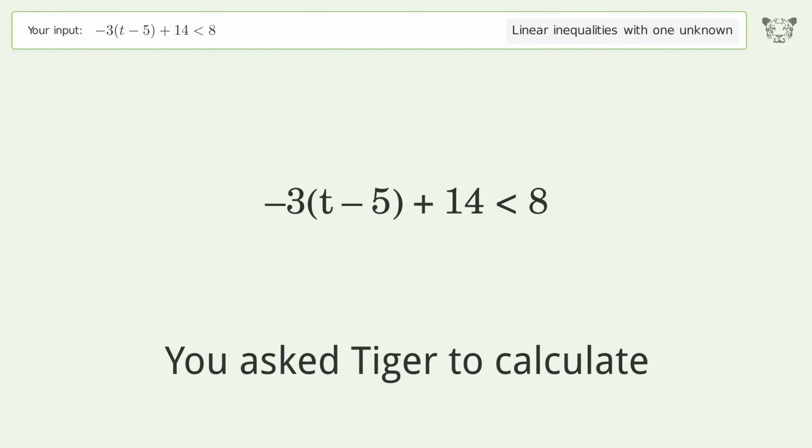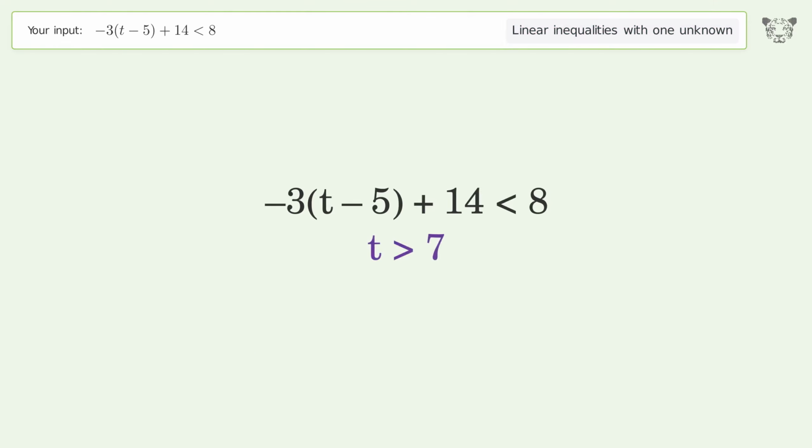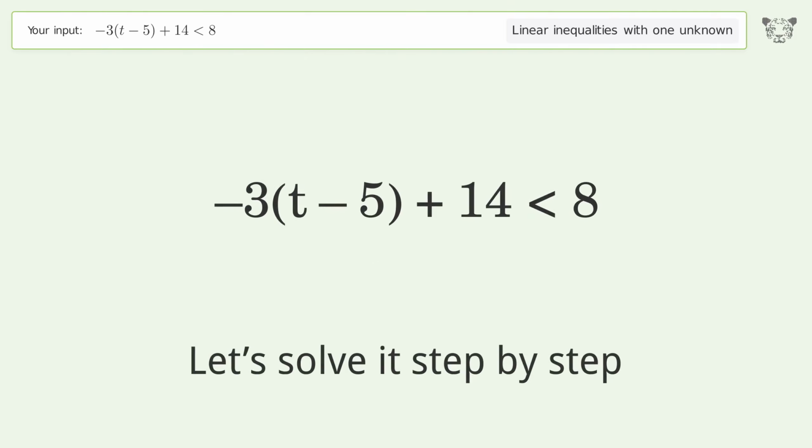You ask Tiger to calculate. This deals with linear inequalities with one unknown. The final result is t greater than 7. Let's solve it step by step.